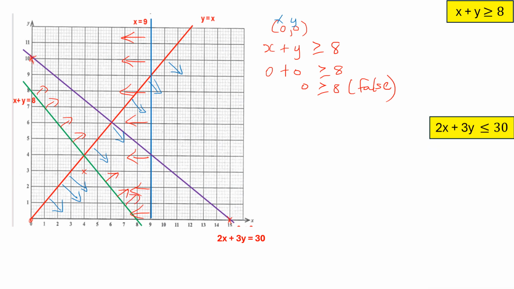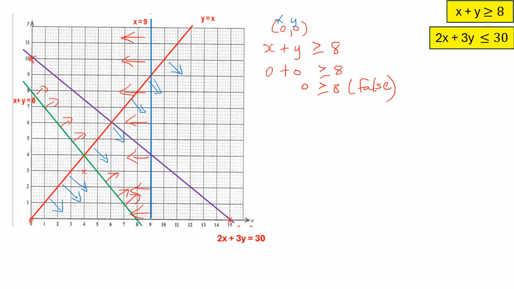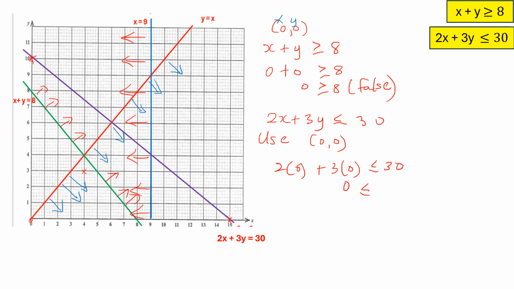Okay, we're going to look at the last inequality, that is 2x plus 3y is less than or equals to 30. So again, we have to get a test point, and we can use the same 0, 0. So 2 by 0 plus 3 by 0 is less than or equals to 30. So 0 is less than or equals to 30, and that's true.